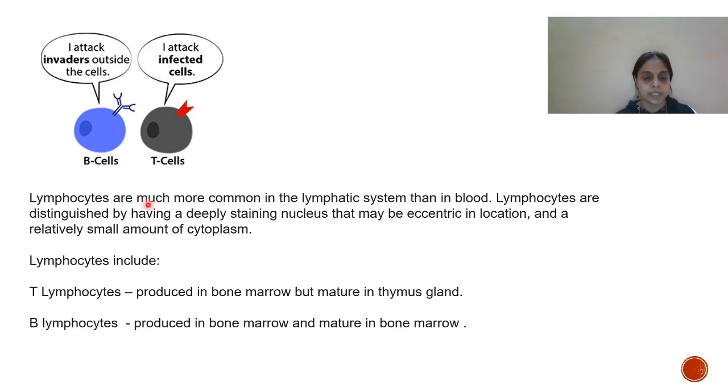Coming to lymphocytes. Lymphocytes are much more common in the lymphatic system than in blood. Lymphocytes are distinguished by having a deep staining nucleus that may be eccentric in position and a relatively smaller amount of cytoplasm. They include T lymphocytes and B lymphocytes. T lymphocytes are produced in bone marrow, but they mature in the thymus gland. B lymphocytes are produced in bone marrow and mature in bone marrow.